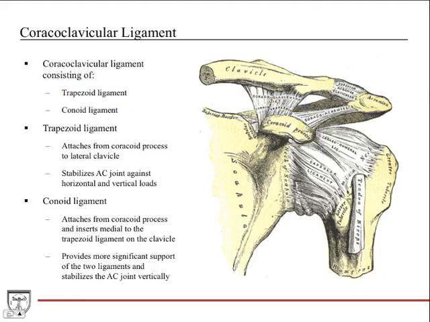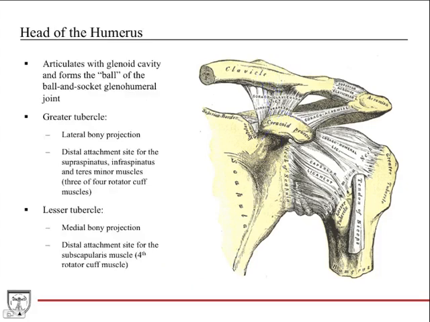The conoid ligament attaches from the coracoid process and attaches medial to the trapezoid ligament on the clavicle. It provides more significant support of the two ligaments, and it stabilizes the AC joint vertically, so this way. The head of the humerus, so that's this part right here, articulates with the glenoid fossa of the scapula. It forms the ball and socket portion of the glenohumeral joint.